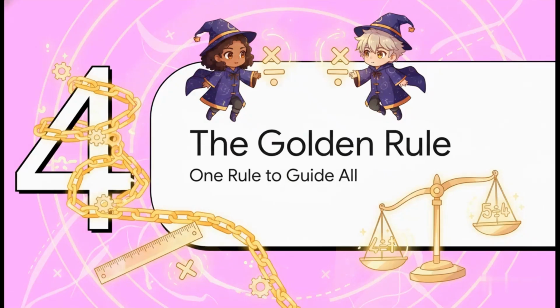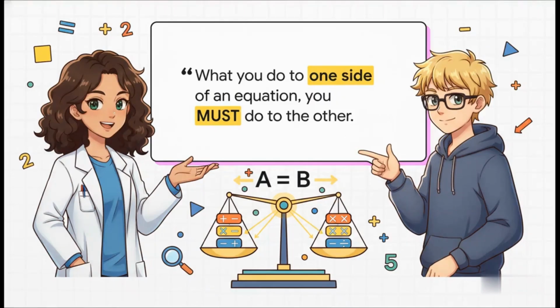So we have our two main tools, but both of them operate under one single unbreakable principle. This is it. This is the golden rule of algebra. And here it is. This is probably the most important thing you'll learn. To keep the scale balanced, what you do to one side of an equation, you must do to the other. Always. Whether you're multiplying, dividing, adding, whatever, you always do it to both sides. No exceptions.